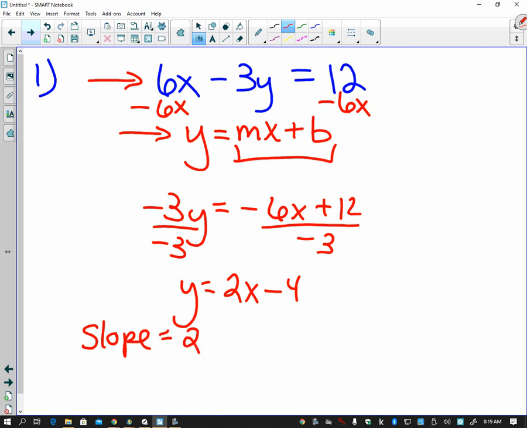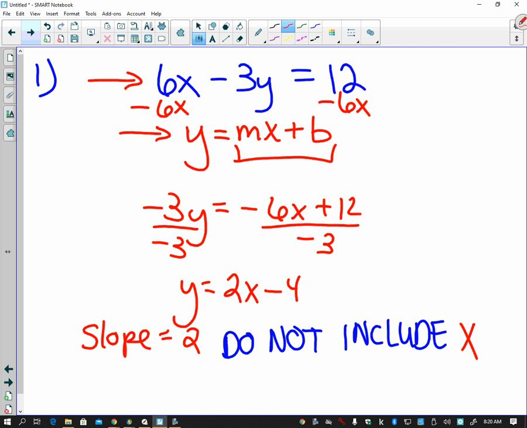2. It's not 2x. Okay, the slope is 2. We do not include the x. Okay? Do not include x. Okay? Don't include it. X is not the slope. It's not part of the slope. Are we clear? All right? Y-intercept. Negative 4. Very good. All right, slope is 2.